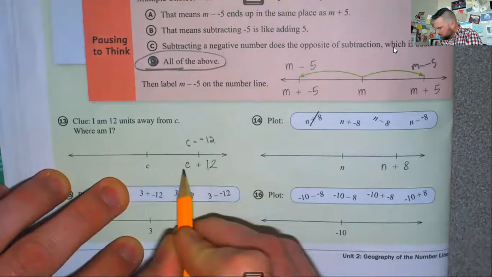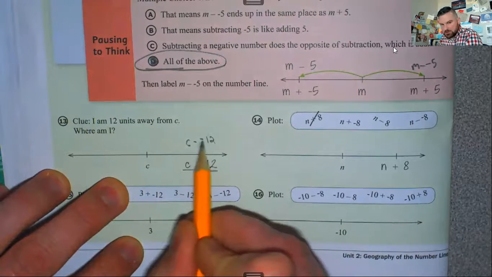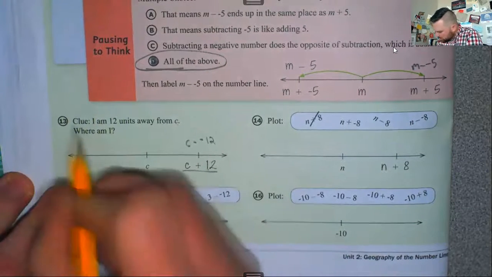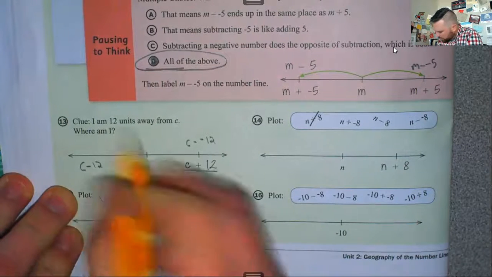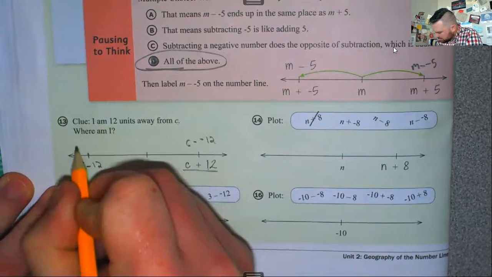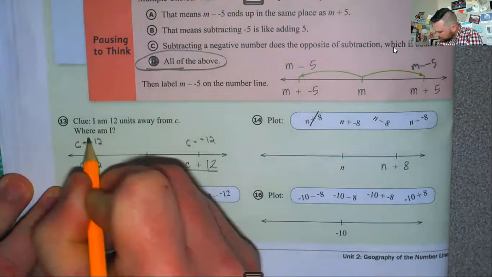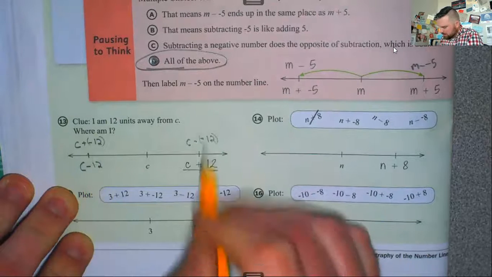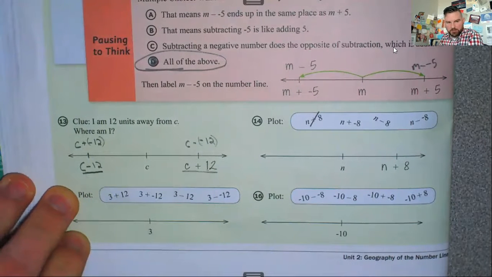We prefer this one because it's already reduced. We don't like to see 2 different signs in there. And then if we go this way, we have C minus 12, or we could say C plus negative 12. Those two mean the same thing, and those two mean the same thing. We prefer the ones on the bottom, though.